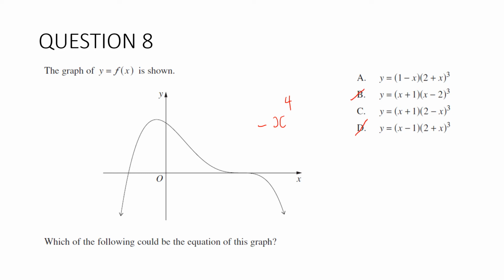Now what else do we know? Have a look here again at these zeros. We've got a single root here, and we have a triple root here. Right, A is telling us there's a single root at x equals 1 and a triple root at -2. That's not right, is it? Let's have a look at C. We have a single root at -1 and a triple root at 2. Yeah, that's it there. It's C.